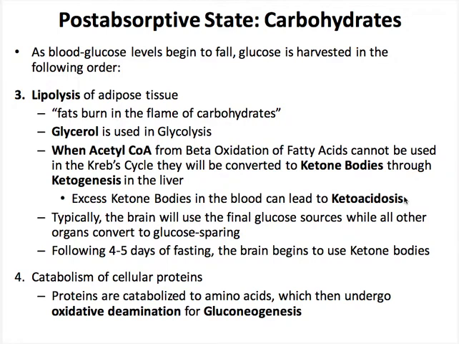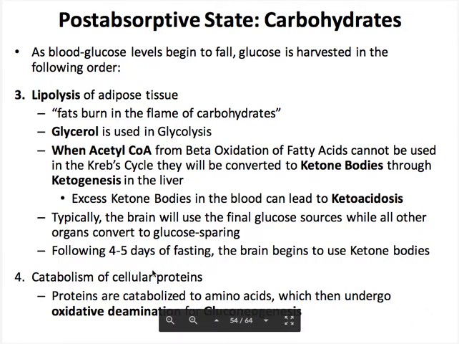The idea here is that these ketone bodies essentially can be used, although the body prefers glucose. And so we find that the brain tends to utilize the glucose for the longest amount of time. Other organs will use glucose sparing as a technique, which means they're going to be using the acetyl-CoA and the ketone bodies and amino acids first. And then after about 4 to 5 days, then the brain can begin to use the ketone bodies. And that can cause people to feel a little bit funky, essentially. So that's steps 1, 2, and 3.